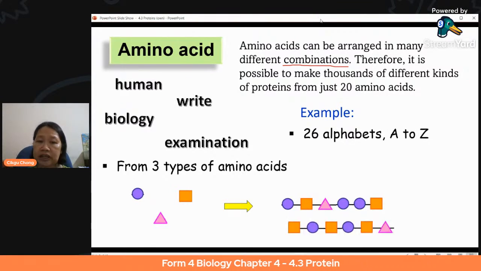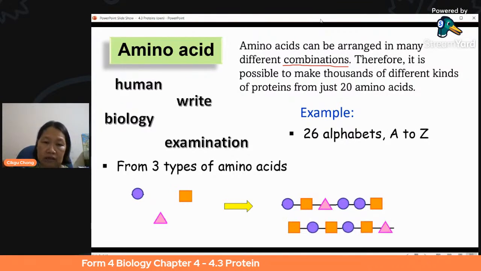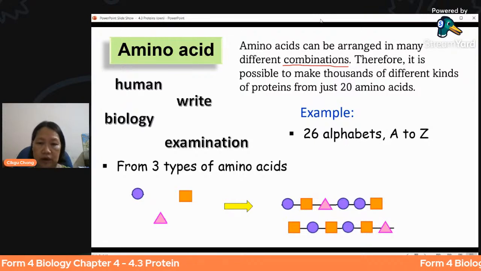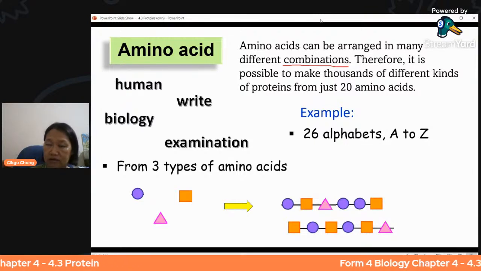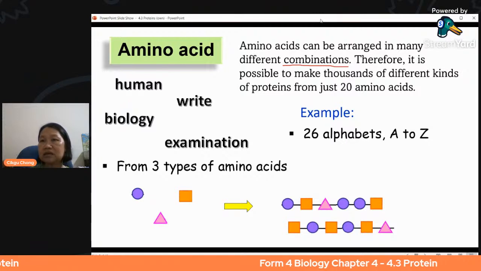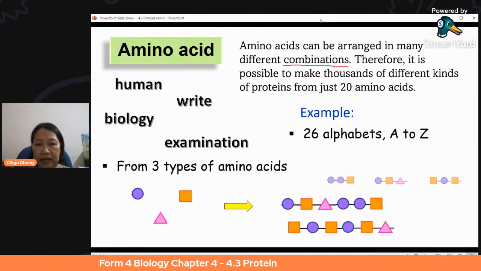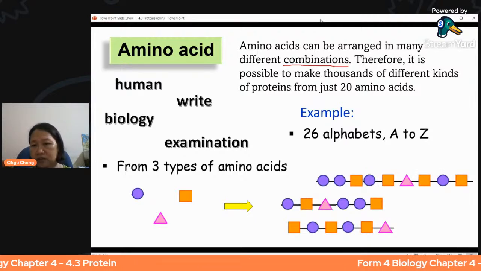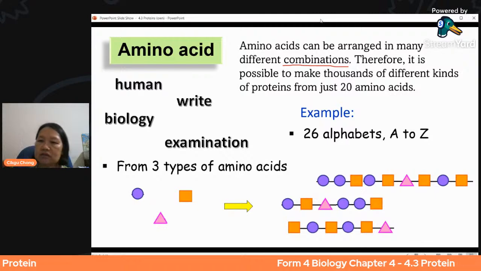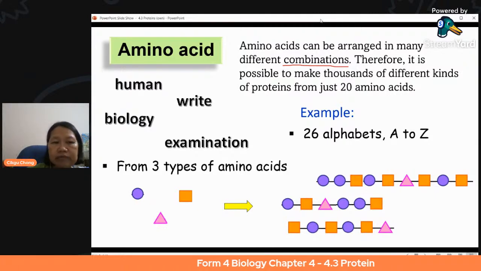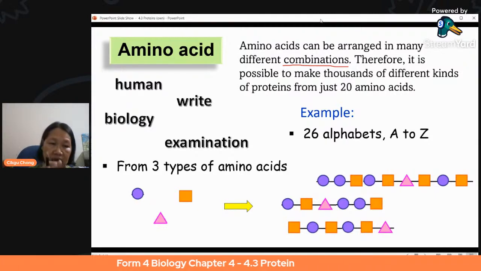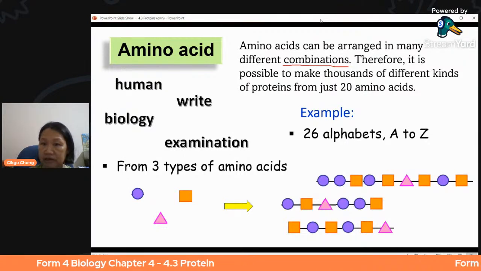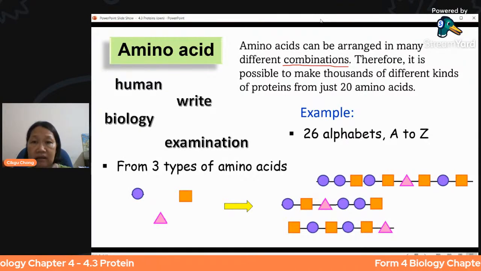Then I can also string it in a different way. I have a square and a circle and a square and a circle and a square and a triangle. This is another protein, another strand, another linear polypeptide, right? And I can also have this longer chain. I can have a circle, circle, square, triangle, square, circle, square. So all these represent amino acid 1, amino acid 2, amino acid 3. The combinations are endless.